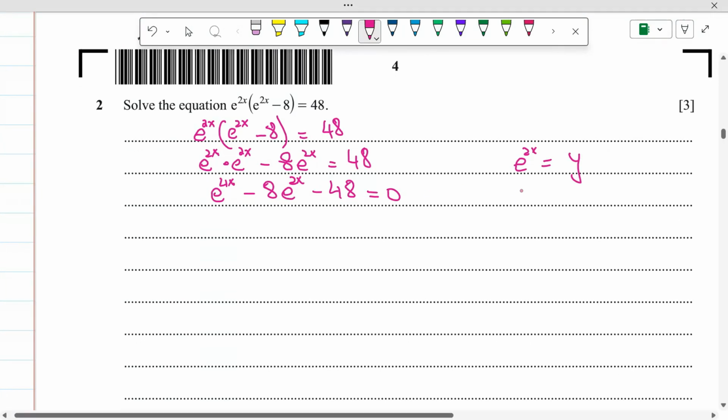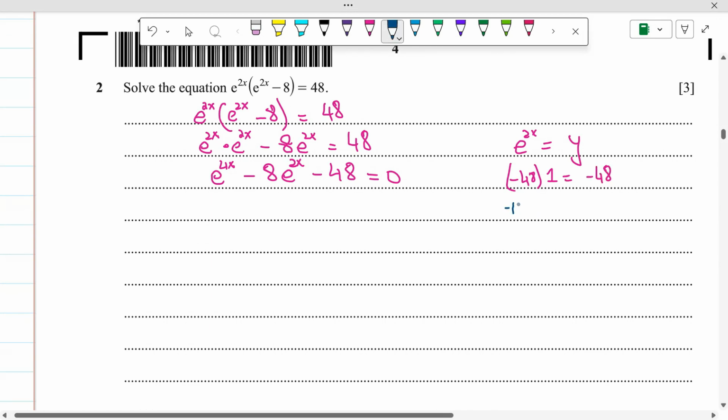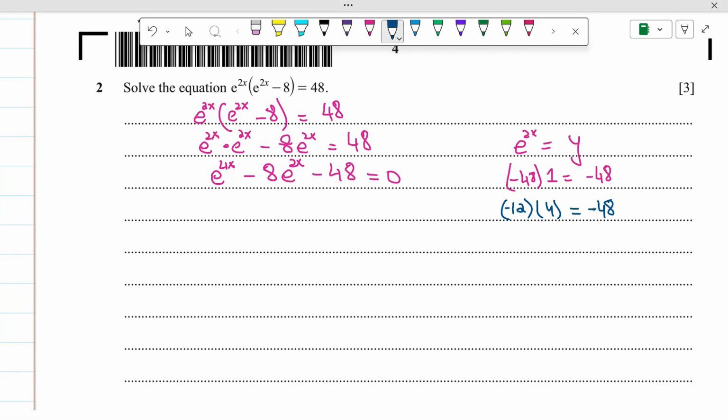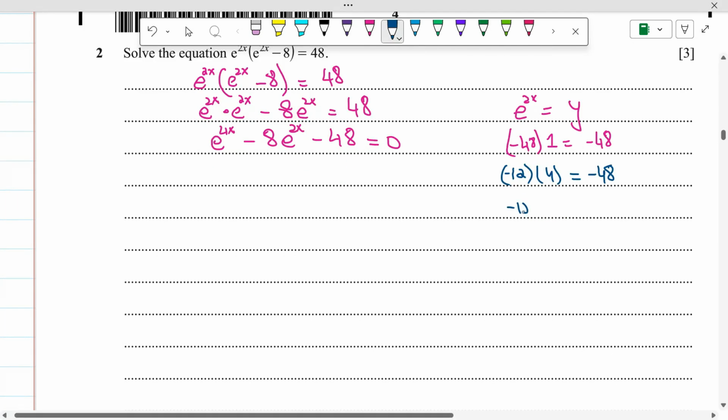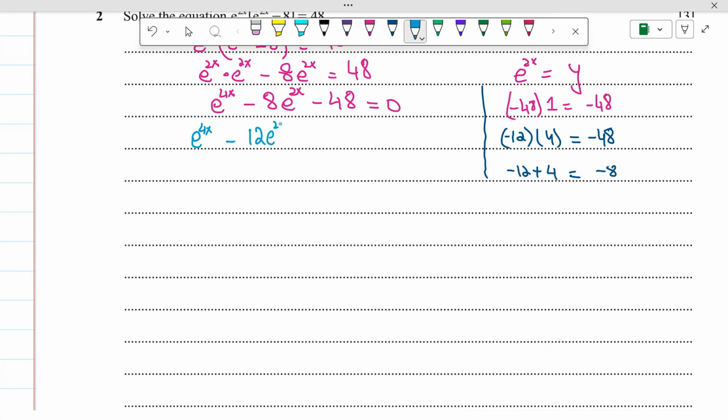So this will be a quadratic equation, and this quadratic equation can be solved by factorization: negative 48 times 1 is equal to negative 48, and negative 12 times 4 is equal to negative 48, and when we add them, negative 12 plus 4 equals negative 8. So this equation can be written as e^(4x) minus 12 e^(2x) plus 4 e^(2x) minus 48 equal to 0.